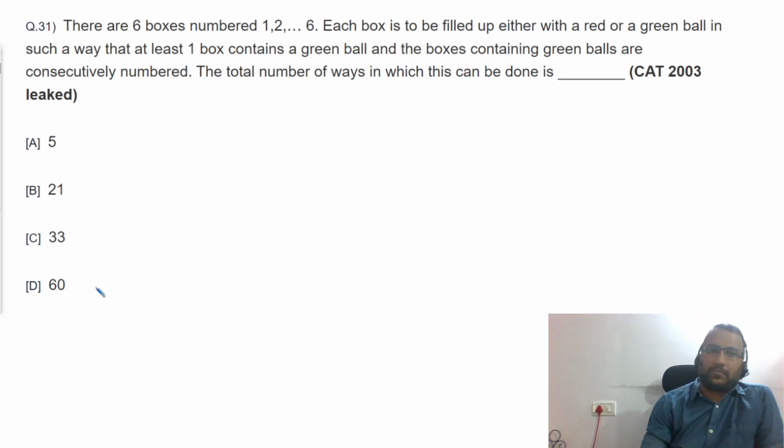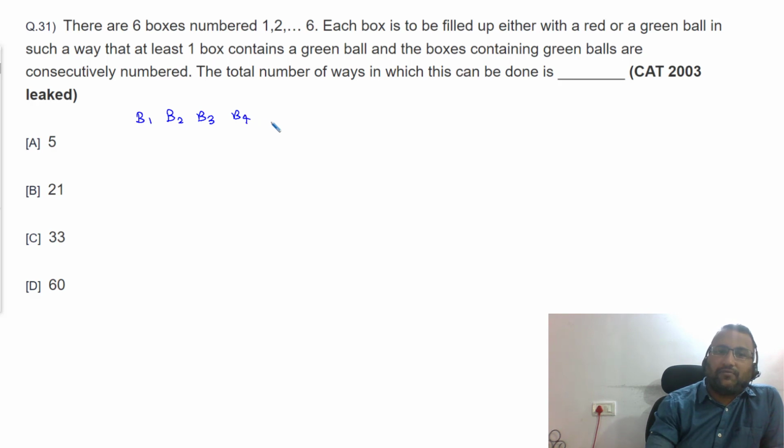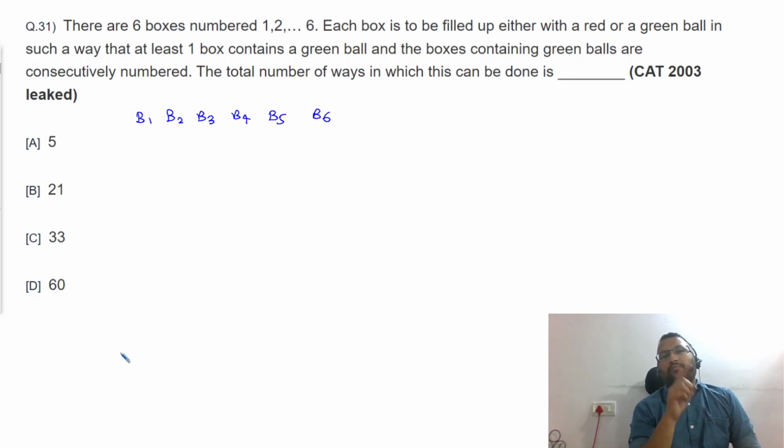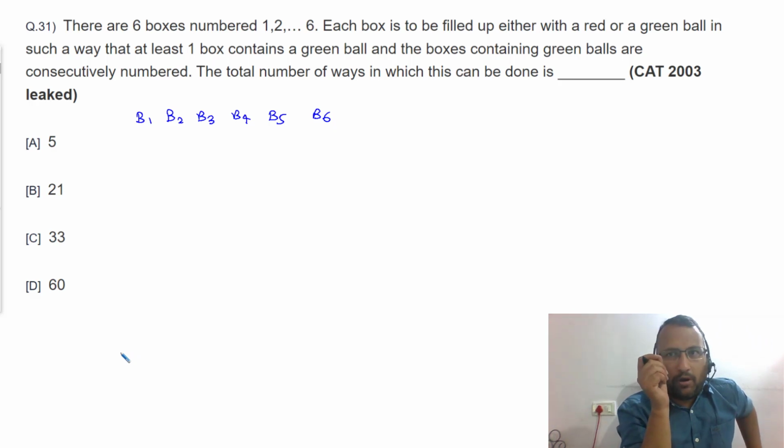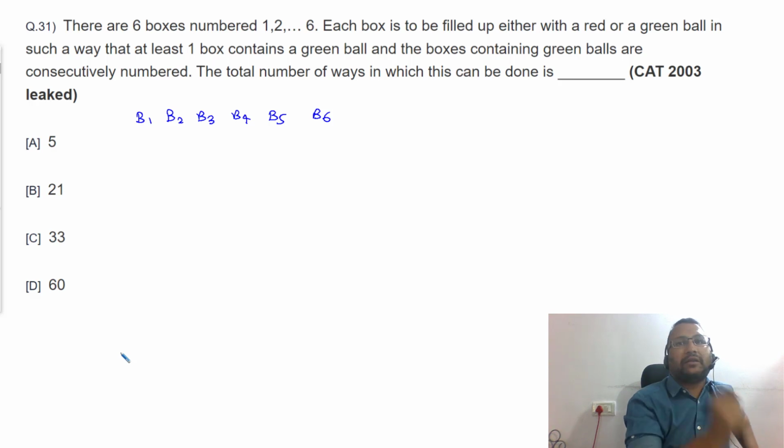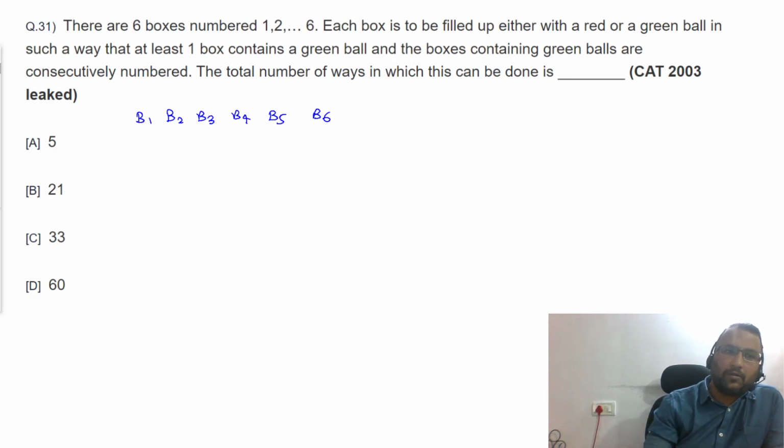Let's have a look at it. So basically there are 6 distinct boxes. Let's call the boxes B1, B2, B3, B4, B5 and then B6. In every box there is one ball. That ball is of red color or that ball is of green color. And all the boxes having a green color ball, they are consecutively numbered.